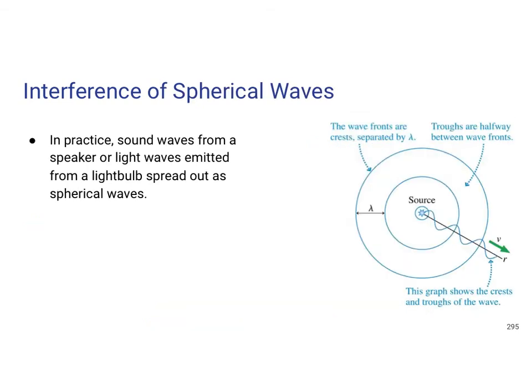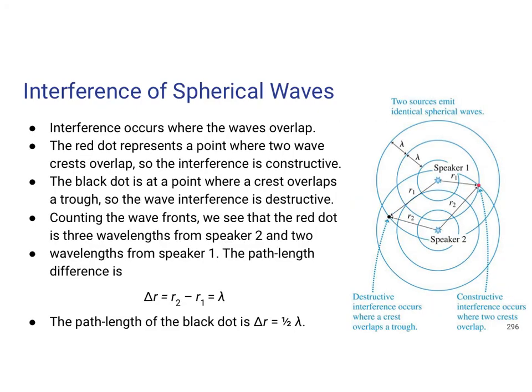Very cool. Now, when we talk about actual sound, we've talked before, sound is a spherical wave. So a spherical wave radiates out from the source. So in practice, sound waves or light waves, they're emitted and they go out in all directions as spherical waves. Now this picture might be a little confusing. The one that I do in the demo is way better. But here I have speaker 1 and speaker 2.